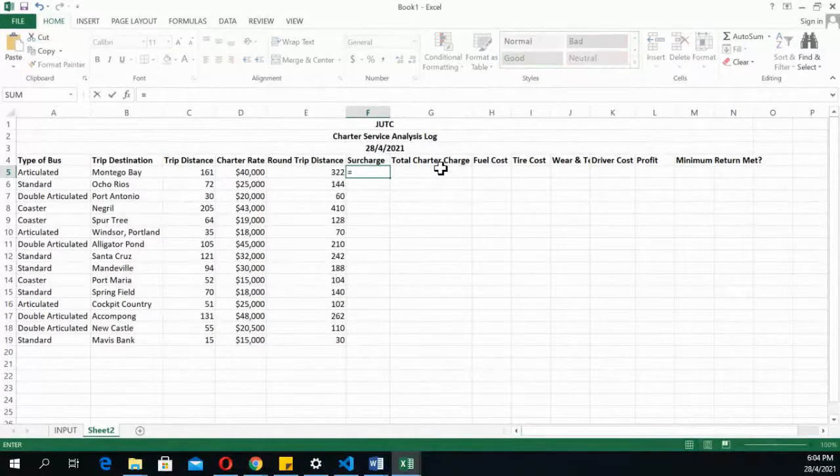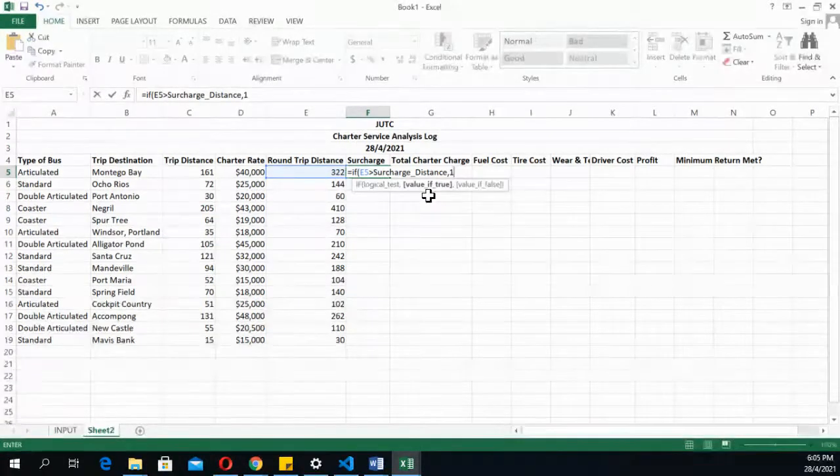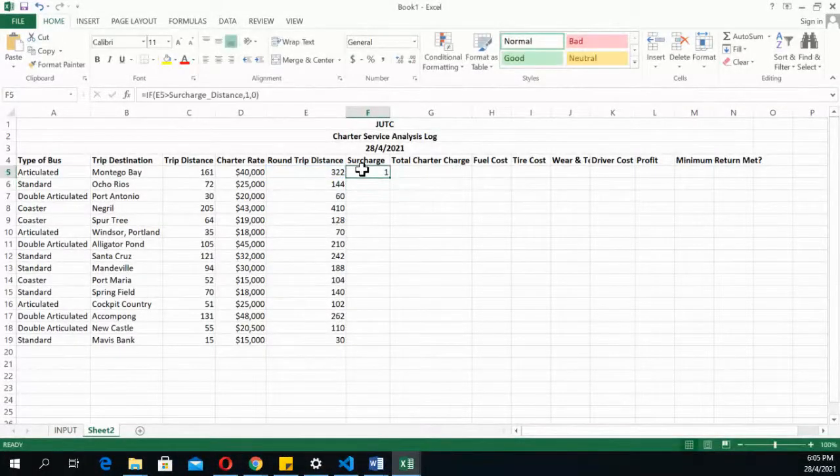All right, so let's go back to this now. It's if the round trip distance is greater than, and we call it what, surcharge distance, then I'm going to put a placeholder here, 1, to say we're going to charge the surcharge, and 2, we're not going to charge any surcharge. Everybody understand what I just did? Are there any issues with what I did a while ago?